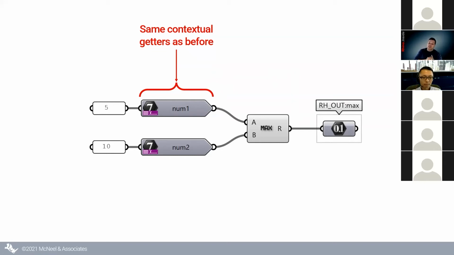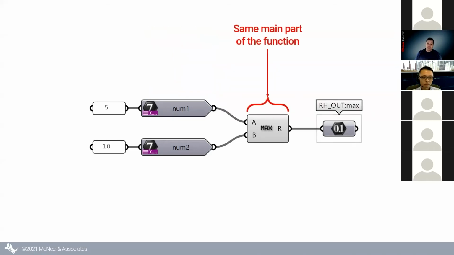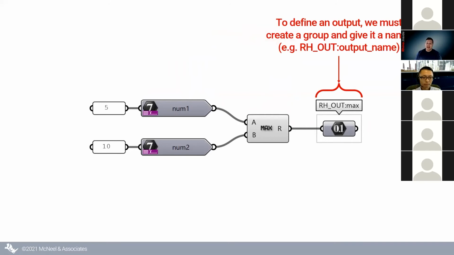In order for hops to work as well as it can, one is we have these same contextual getters as before. We'll talk a little bit about how these are a little bit different. They're the same components, but their behavior, as I mentioned, is a little bit different when we use them for hops. But again, we have the getters, we have the main part of the function, and then we have something a little bit new to define an output for hops.